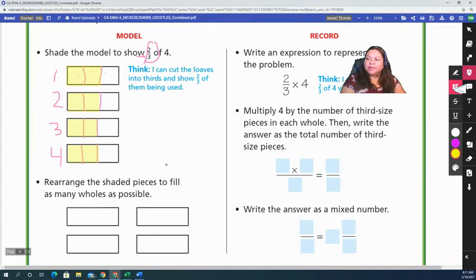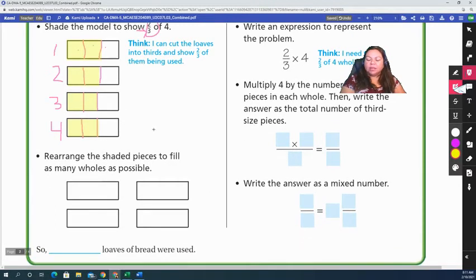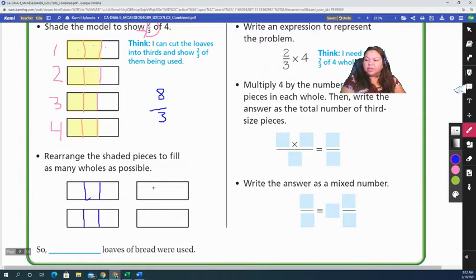And now to find out how much that is, I want to know how much is the total of the shaded areas. But I want to see it with whole numbers. Because I can see that I have 1, 2, 3, 4, 5, 6, 7, 8 pieces, and they're cut in thirds. So I have 8/3. But I want to know how many whole loaves that equals. So I'm going to again divide this into thirds. But now I'm going to put together the pieces so I can see how many whole numbers I have.